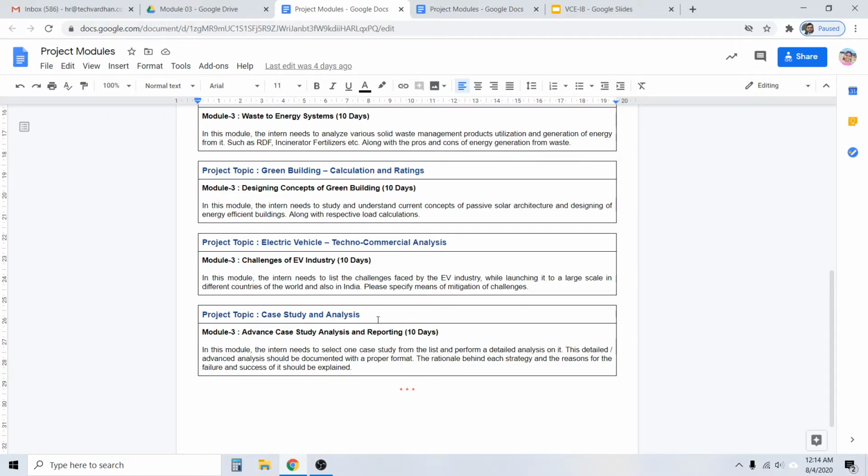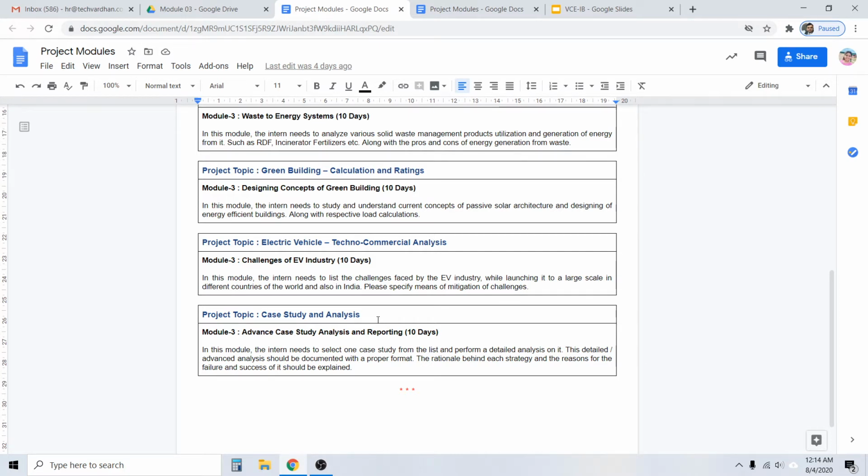So what are the challenges they are facing? What are the issues they have? Why can't we just become a fully electric vehicle country? We cannot, because there are so many challenges, so many issues. So you need to research about that in this module.